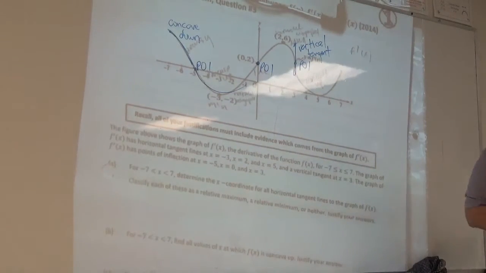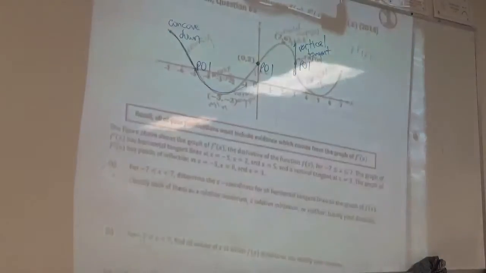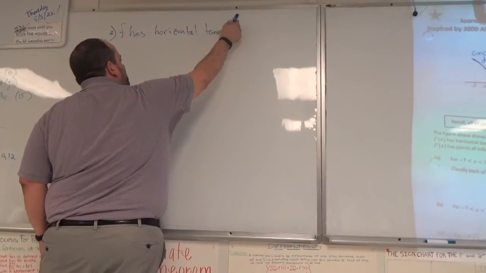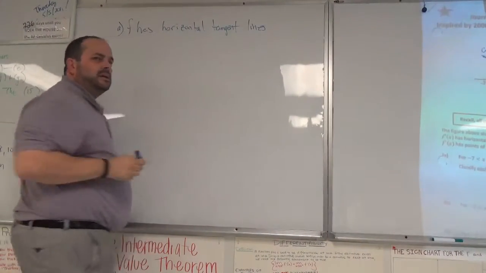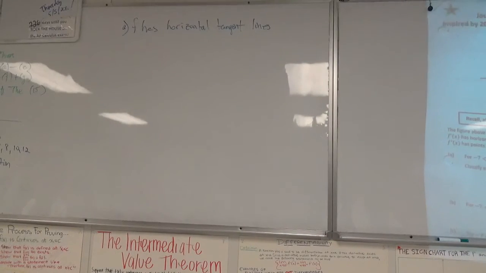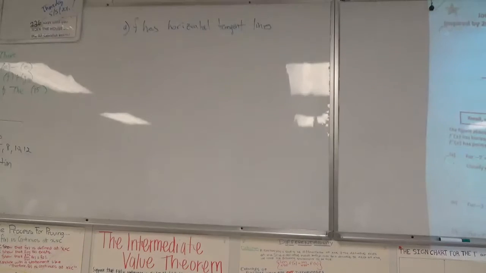So real quick, let's just do this one together. Determine the x-coordinate for horizontal tangent lines. Because part A is like a 4-point question. So F has horizontal tangent lines. This is the only one we're going to do together. What does that mean? F has a horizontal tangent line. If you don't know, take out that gold sheet. You gotta know it.